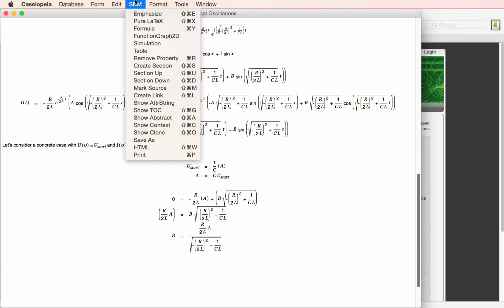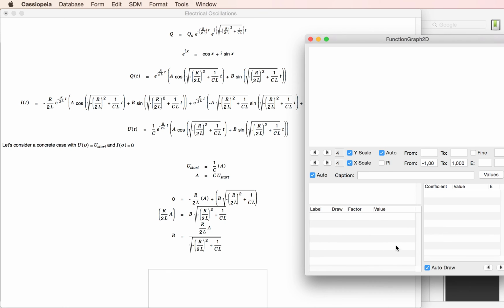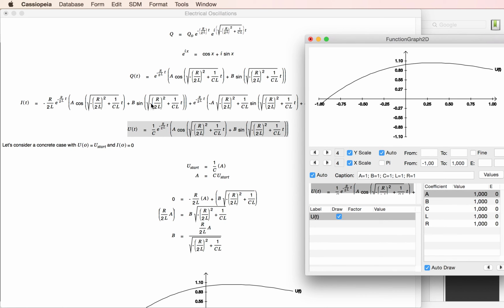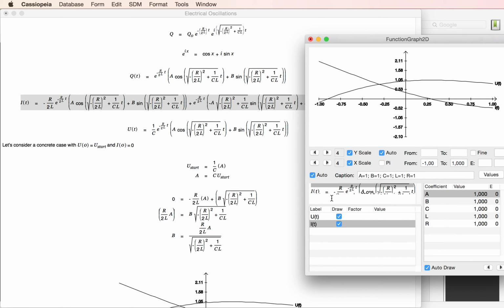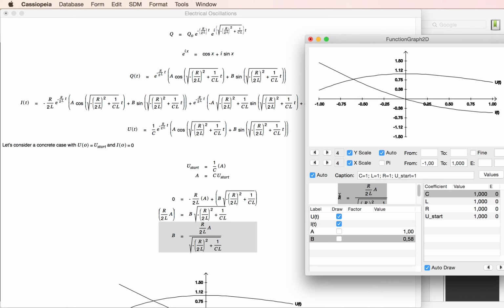Let's simply draw the function graph and drag the equation for the voltage here, and for the current, which makes these two functions dependent on A and B. We don't want that. We simply drag our equations for A and B onto the function graph as well, and get the graph depending on C, the capacity, on L, R, and U start.